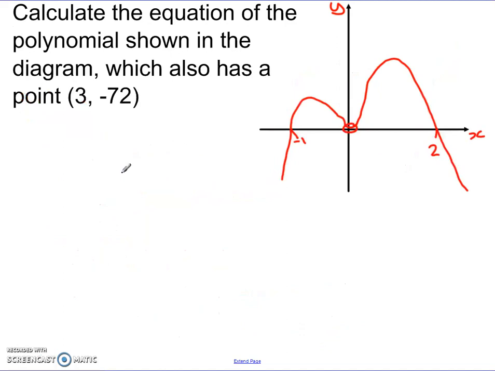So what I want to do is calculate the equation of the polynomial shown in this diagram, which also has the point (3, -72) on it. Now, if you look at this diagram, you'll see that we've got the roots as we'd expected. So we've got a root here at -1 and a root at 2, but we've also got this point here. Now, this touches the x-axis, and as a root we'd expect it to go through, but what it does is it turns back on itself.